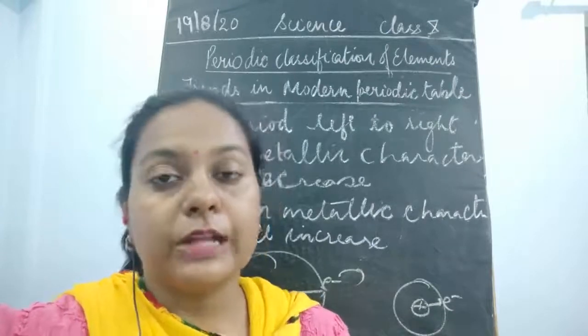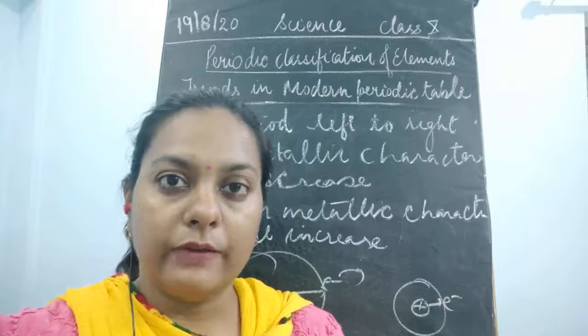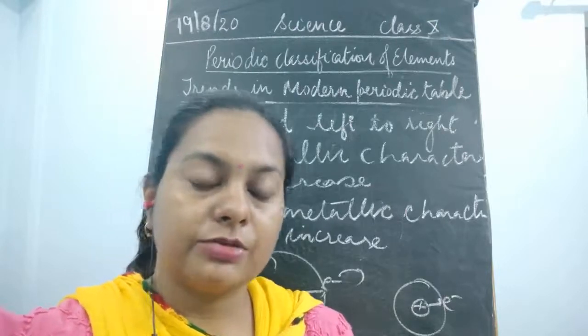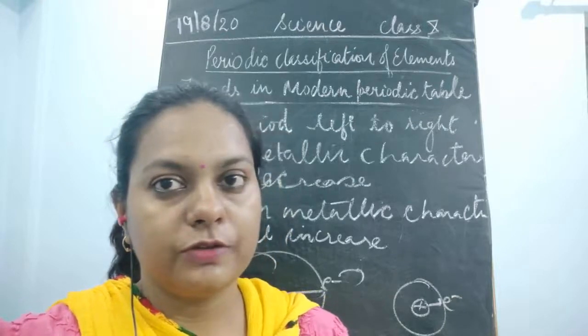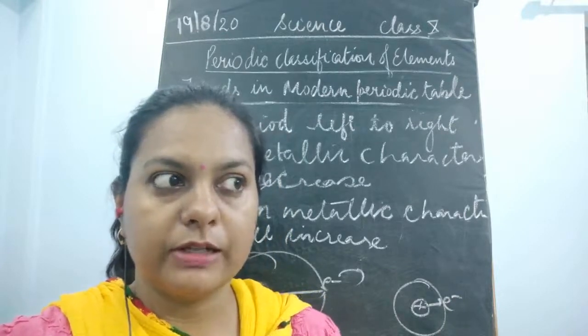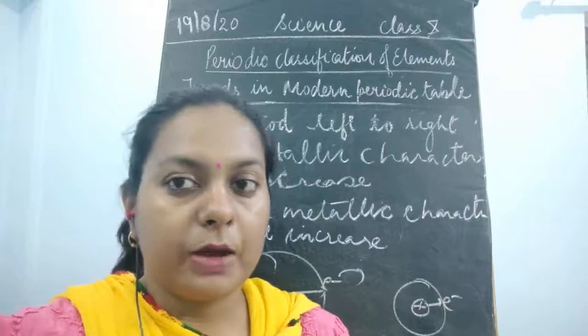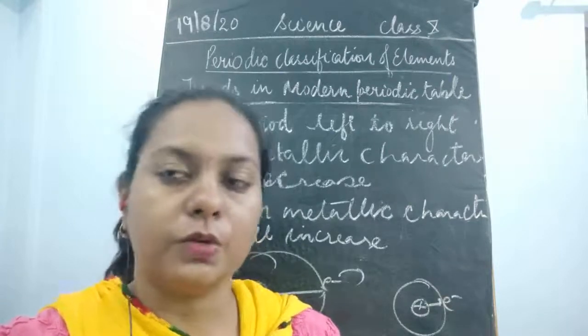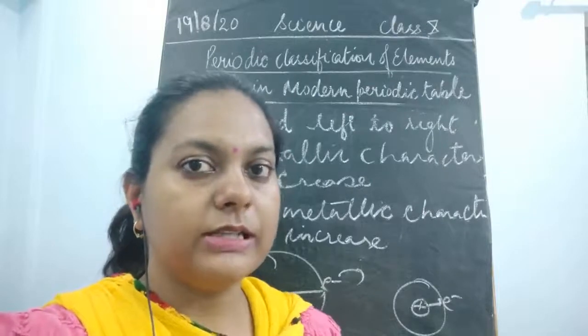Okay children, so that was all about today's video, and we have discussed one more trend about periodic classification. In this video we discussed the trends in the modern periodic table, the metallic and non-metallic character, as well as the size of the elements. We are going to discuss more about these trends in the next class.